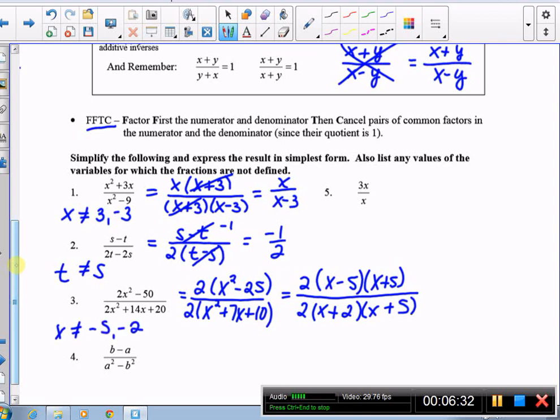Even though we can cancel the x plus 5s and the 2s, this expression simplifies to x minus 5 over x plus 2.